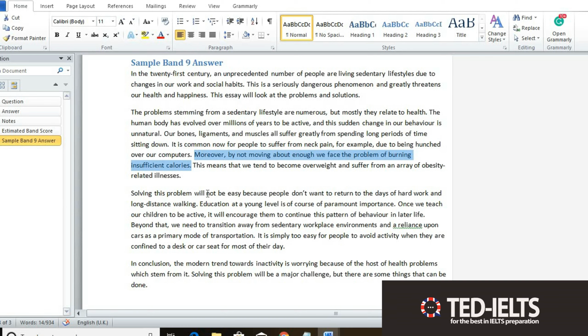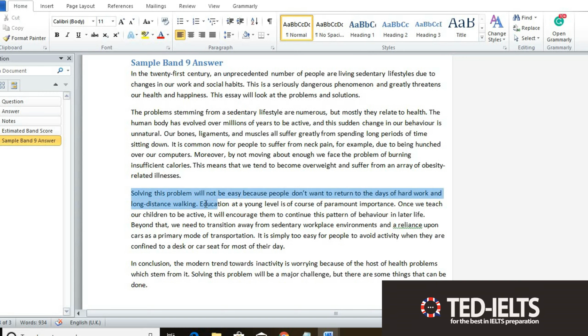Then I express this a little more clearly. Moreover, by not moving about enough, we face the problem of burning insufficient calories. This is why people are getting fat. And then I explain the result of that. So I've really answered this very much in depth and in a very logical way, at least the first part of the question, the problems.